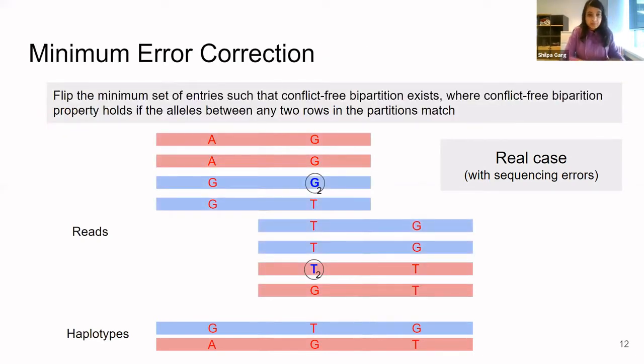And to formulate this problem, here I followed a minimum error correction formulation, which means we flip the minimum set of entries such that a conflict-free bipartition exists, where the conflict-free property holds if the alleles between any two rows in the partitions match. For example, here, if you flip this G to T and this T to G, you can make two partitions and you get two haplotypes.